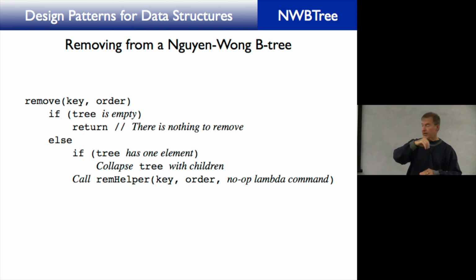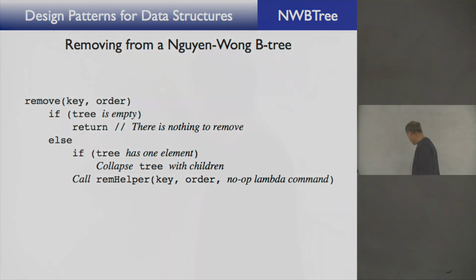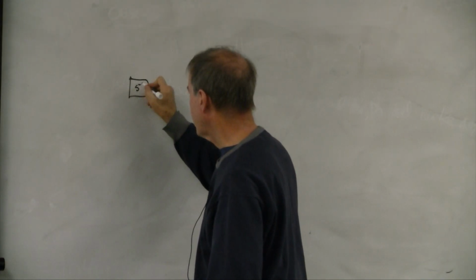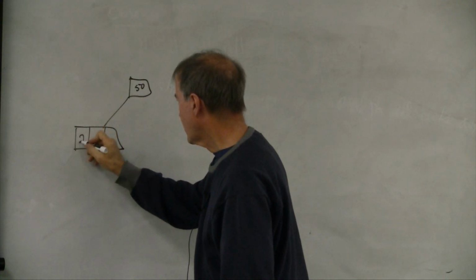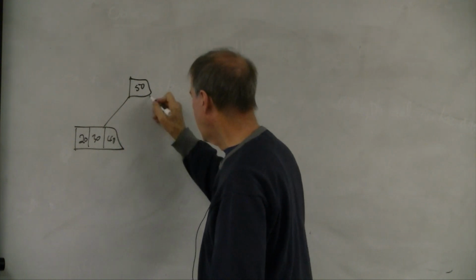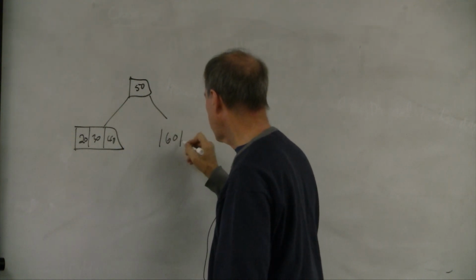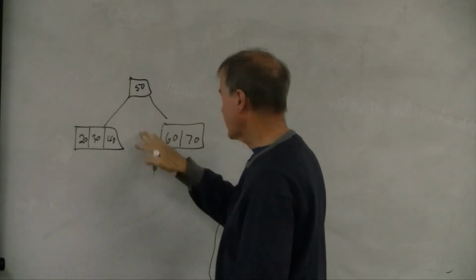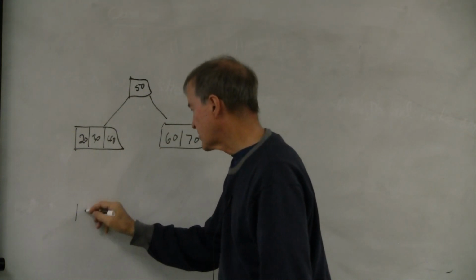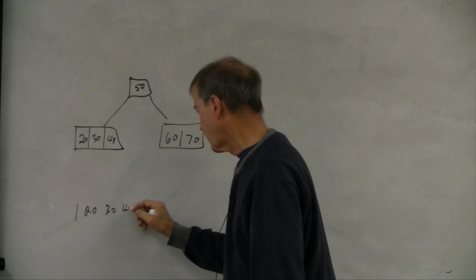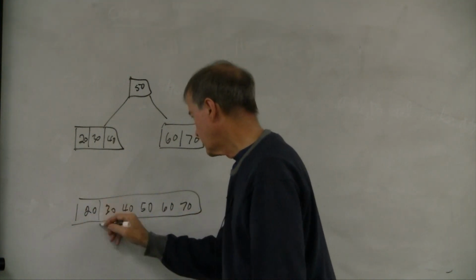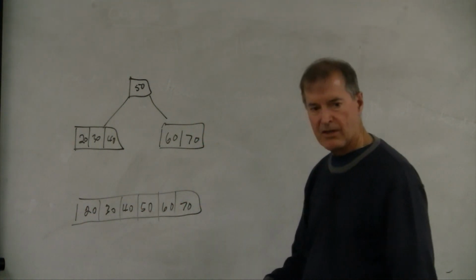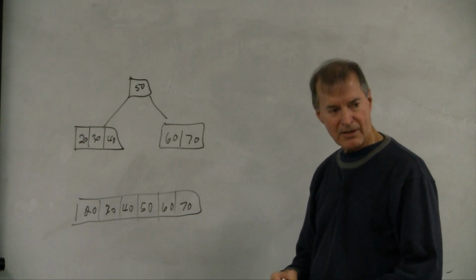Do you understand what we mean by collapse the tree with its children? If this is 50, and here is 20, 30, 40, and this is 60, 70, then collapsing this with the children is just this: 20, 30, 40, 50, 60, 70. You see that maintains the order, and maintains the balance.